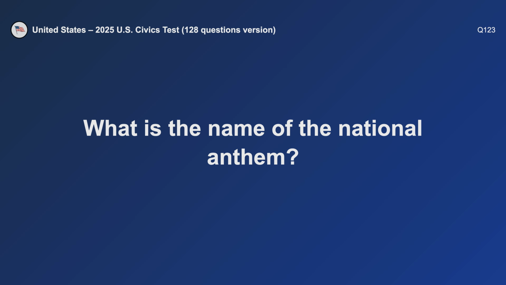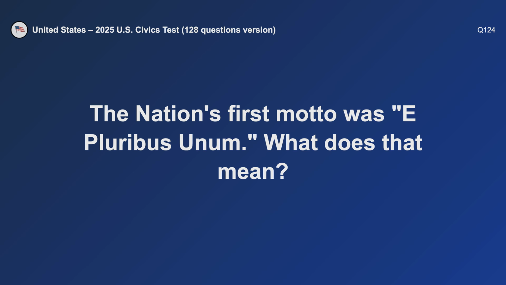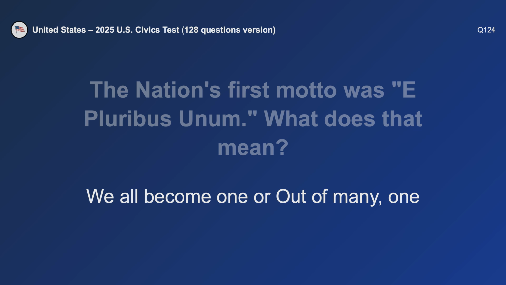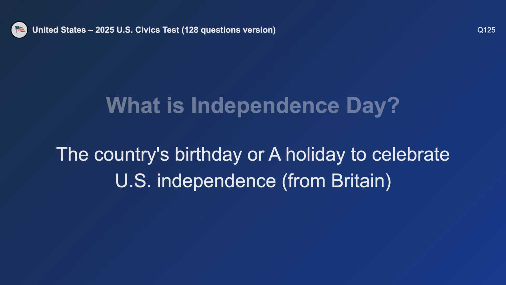What is the name of the national anthem? The Star-Spangled Banner. The nation's first motto was E pluribus unum. What does that mean? We all become one. What is Independence Day? The country's birthday.